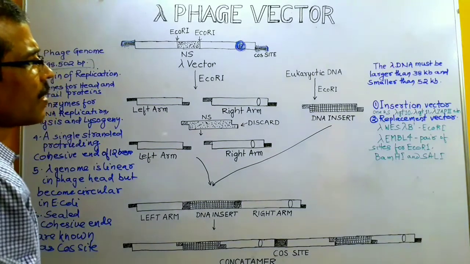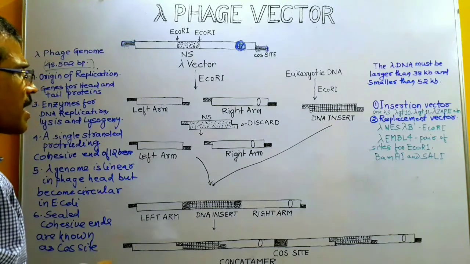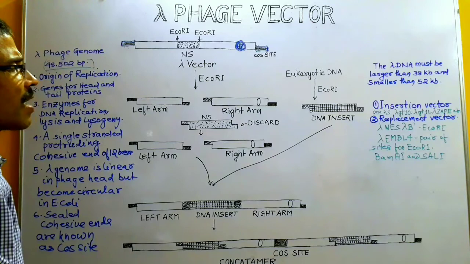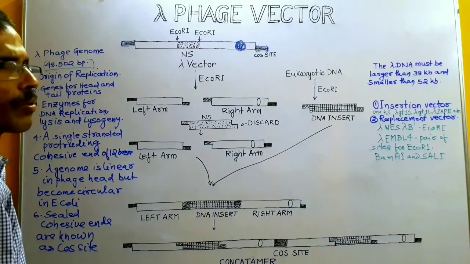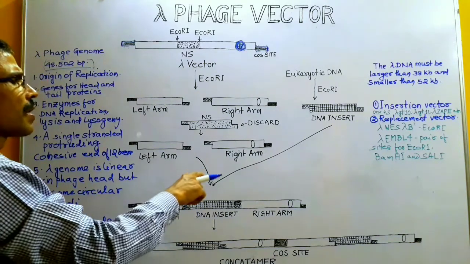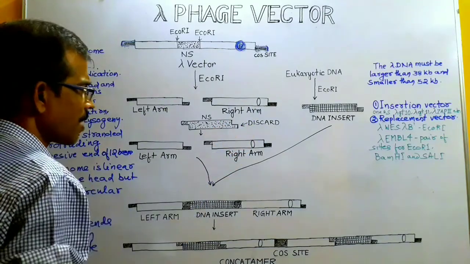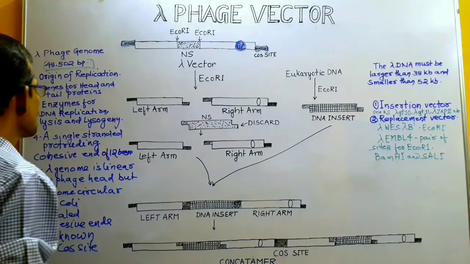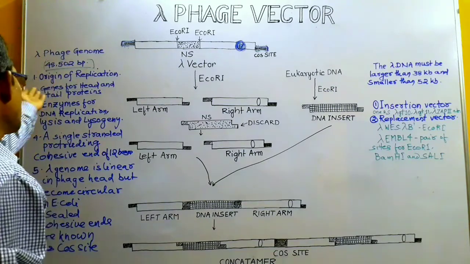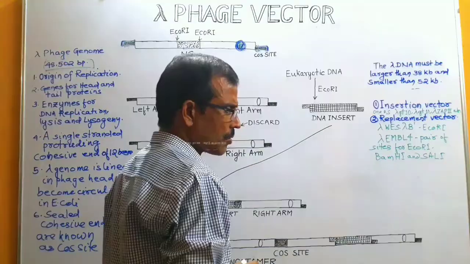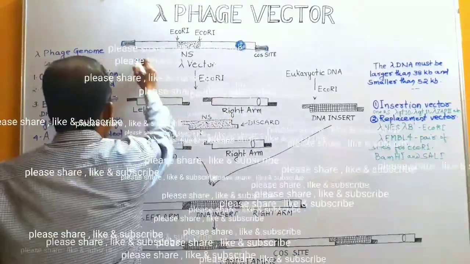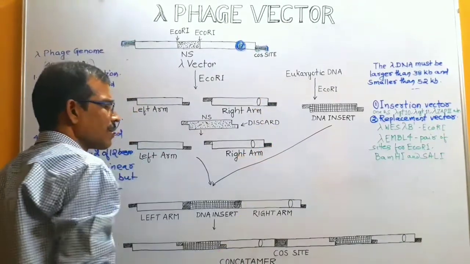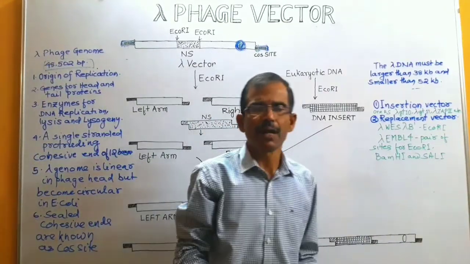After that, for packaging inside the lambda head, the lambda DNA must be larger than 38 kilobase pair and it must be smaller than 52 kilobase pair. And we know that the genome of lambda phage is approximately 48 kilobase pair. So if we use wild lambda phage as vector, it cannot accommodate larger DNA fragments.